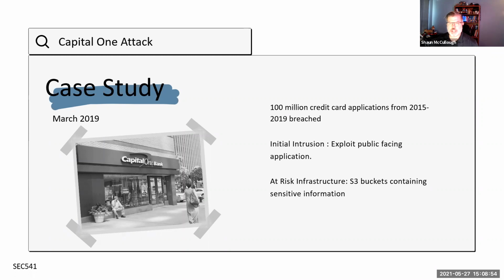So even a large organization that has a lot of automation and does a lot of things right, you can see it just takes one problem to lose access to those 100 million credit card applications.